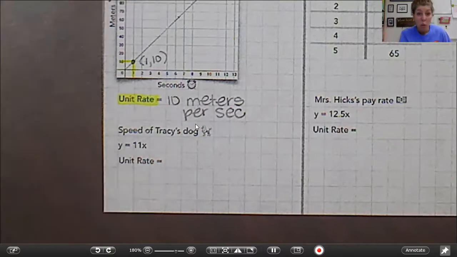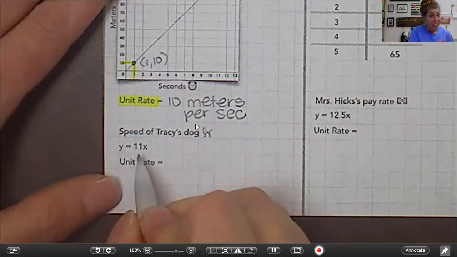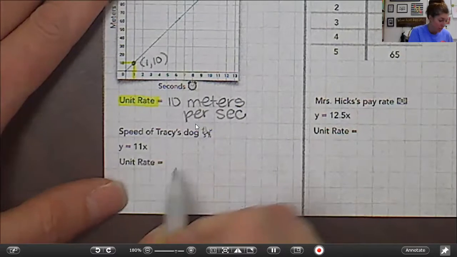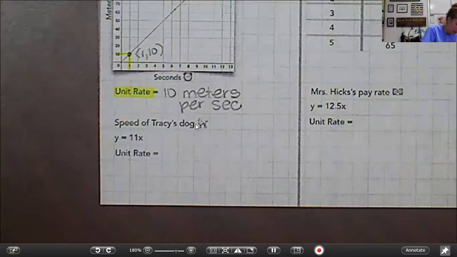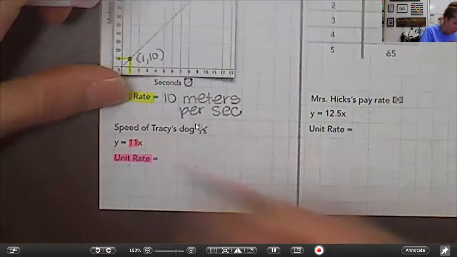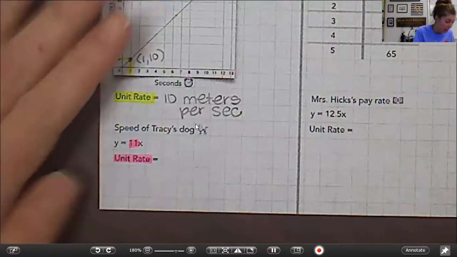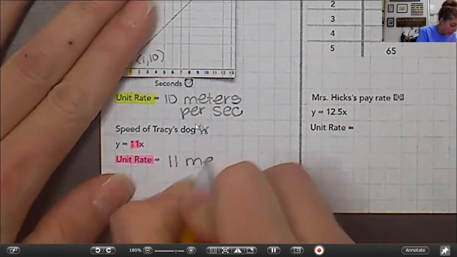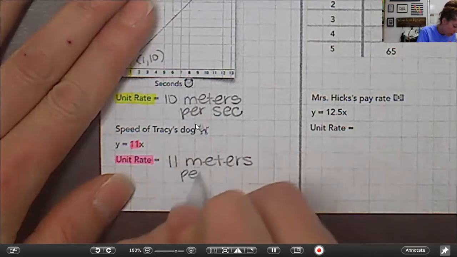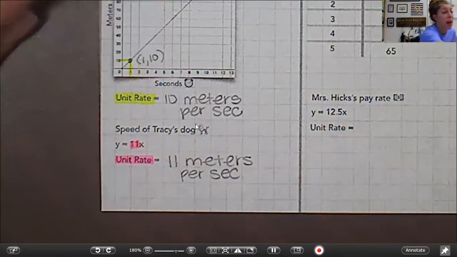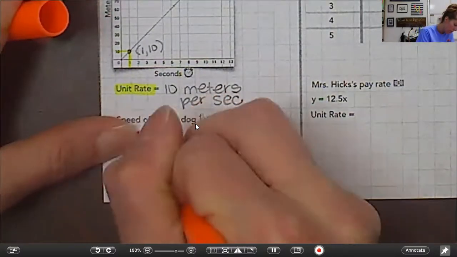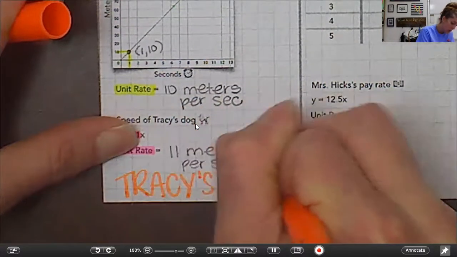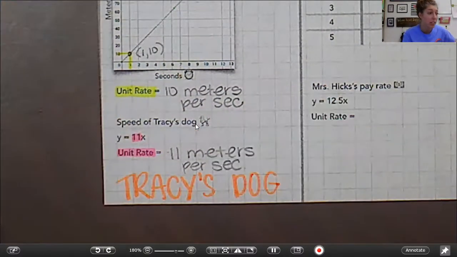Okay. Now I go down to Tracy's dog and I look at the equation, and it's actually a super simple problem as long as you know what you're looking at, right? That 11 is the constant and is the unit rate. So it's right there, I'll use a different color for that. No problem. Give me an equation every time. And with that said, now I can compare them and I see that Tracy's dog is a little bit faster than Kelly's dog.